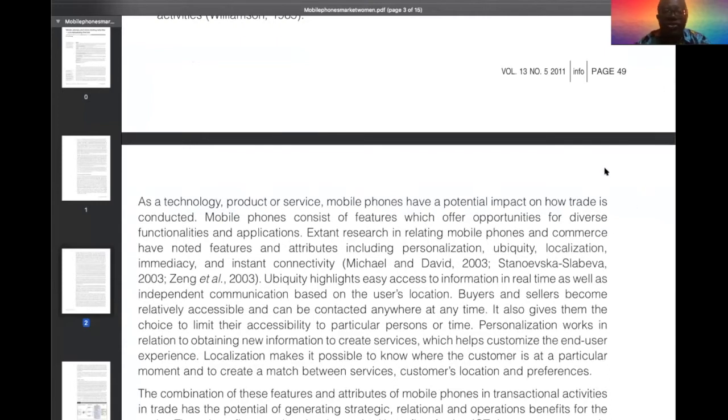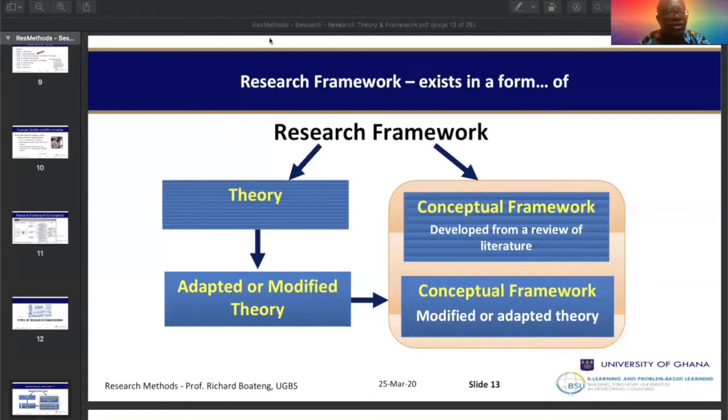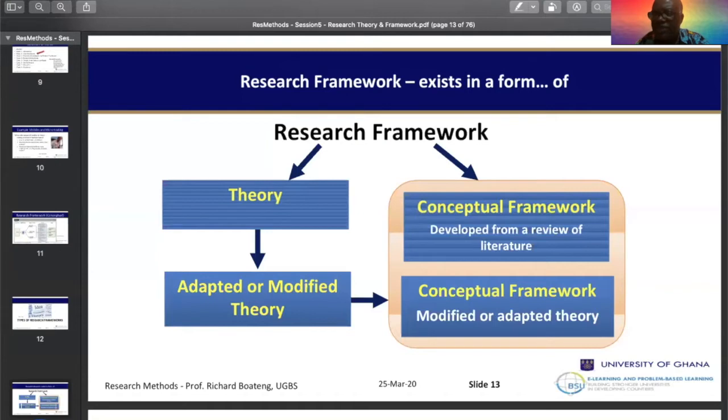Does any other student want to share what you have seen before we snap back to our session? Do you want to share what you have read? Anybody else? Yes, Benjamin Abugiri. Okay, please, Benjamin, you unmute yourself and talk. Okay, Prof. Thank you very much.